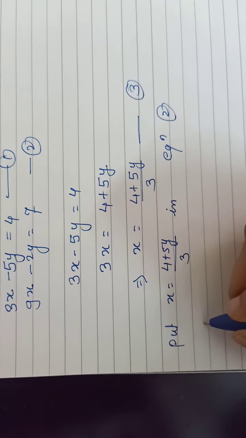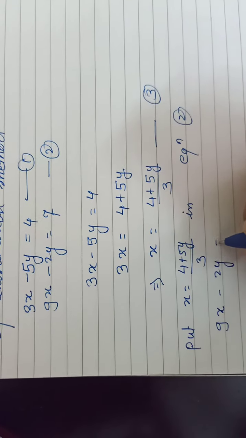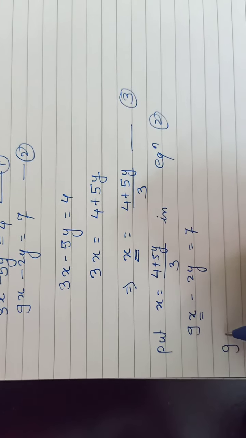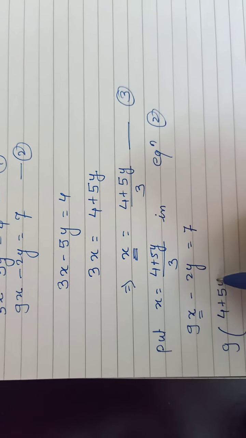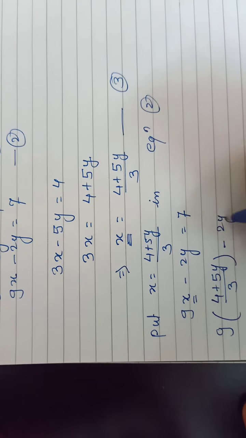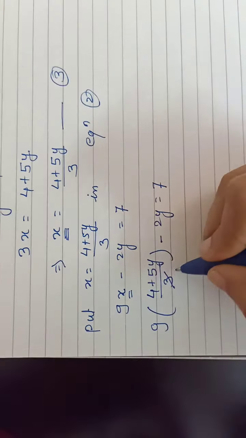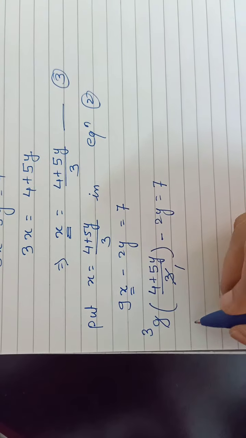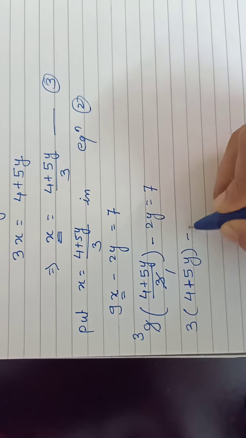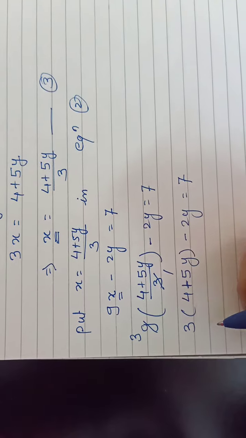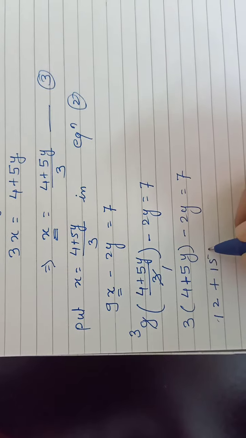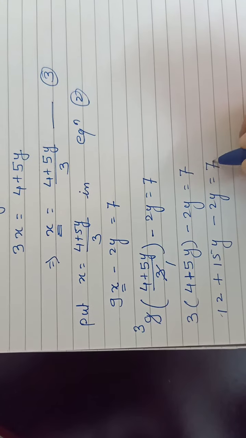So our equation 2 is 9x minus 2y is equal to 7. So we will put the value of this x here. So it is 9 into (4 plus 5y) upon 3, then minus 2y is equal to 7. So 3 ones are 3 and 3 threes are 9, so it becomes 3 into (4 plus 5y) minus 2y is equal to 7. So we will solve this. 4 threes are 12 plus 5 threes are 15y minus 2y is equal to 7.